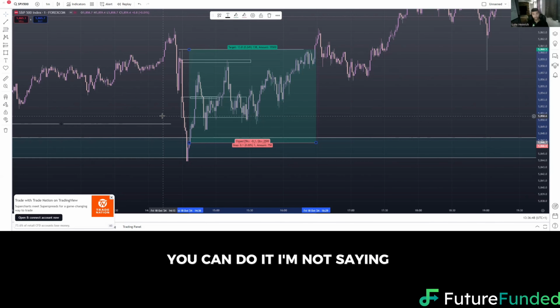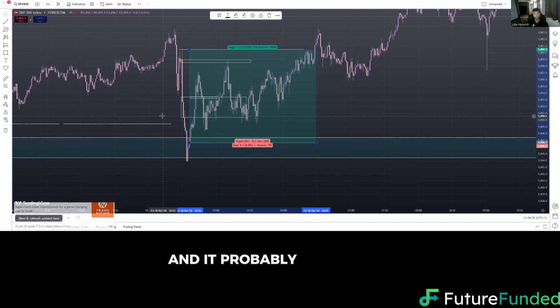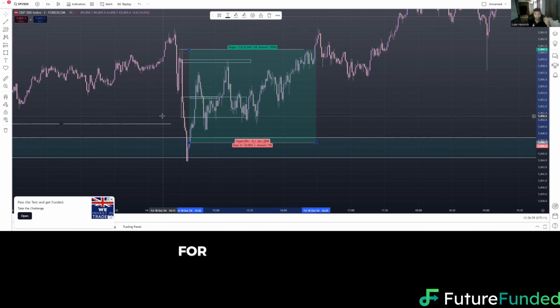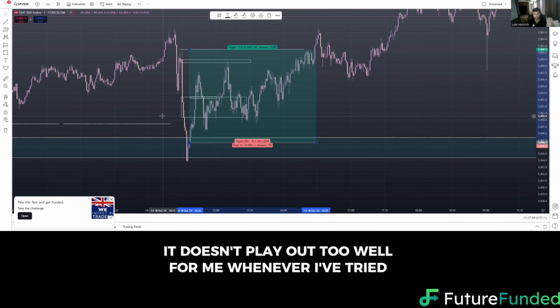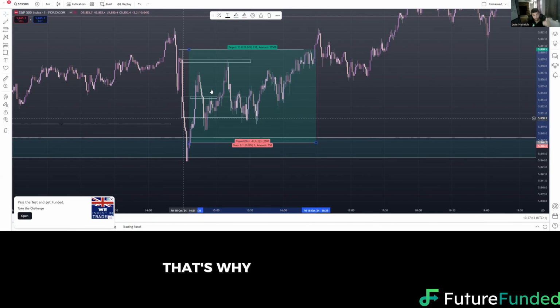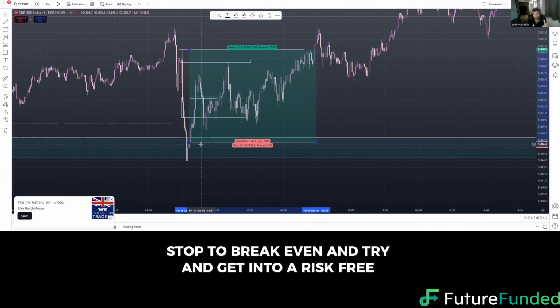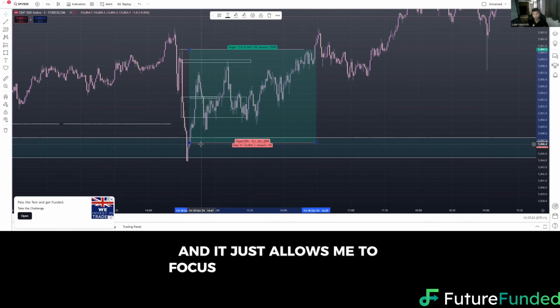You can do it. I'm not saying that it's wrong. I'm not saying that it's unachievable. There are plenty of traders out there who do have that methodology and it probably works for them really well. I'm just saying, for my strategy and the edge that I've developed in the market, it doesn't play out too well for me whenever I've tried to do that, and I would prefer not to allow my emotions to come into play. That's why I have a systematic approach. That's why I have TP target 1, 2, and then move stop to break even and try and get into a risk-free trade, because that keeps the emotions out of it for me. And it just allows me to focus on being mechanical and being like a bit of a robot, really.